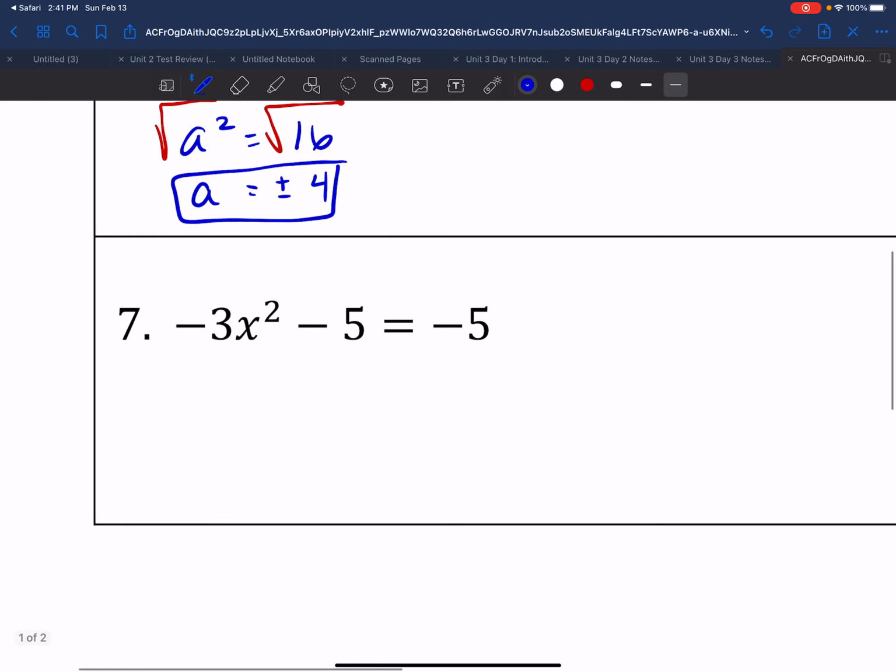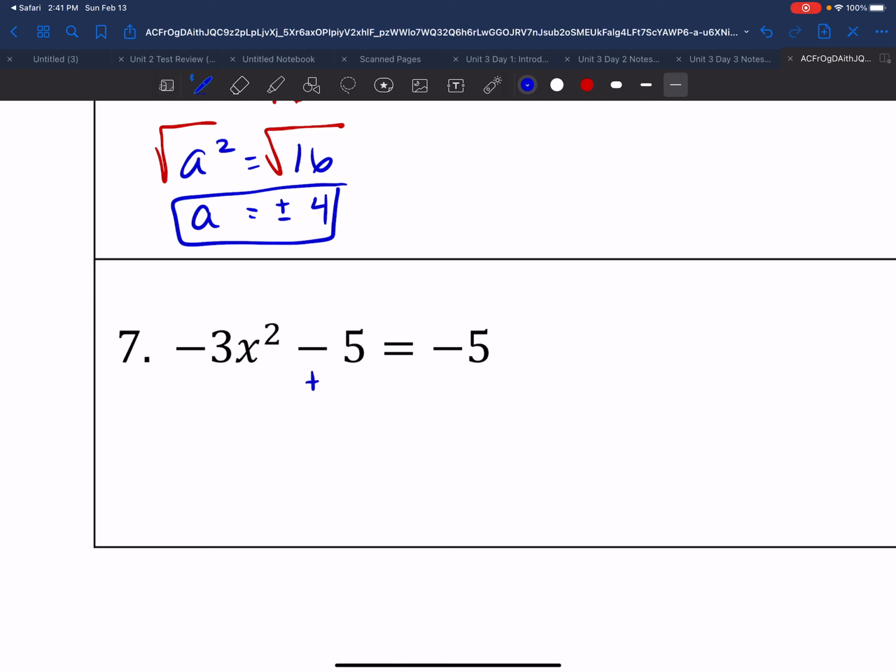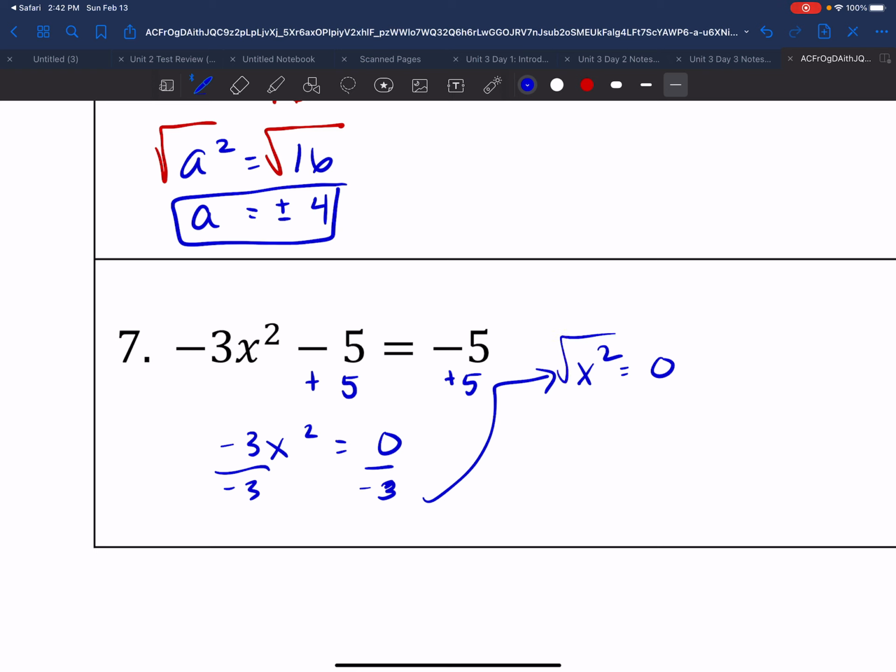All right, here we go. I'm going to go ahead and add 5 to both sides. And I'm left with -3x squared is equal to 0. Divide both sides by -3. And you're left with x squared is equal to 0. And you know for sure if I take the square root, x is still going to give me 0, and that's my answer.